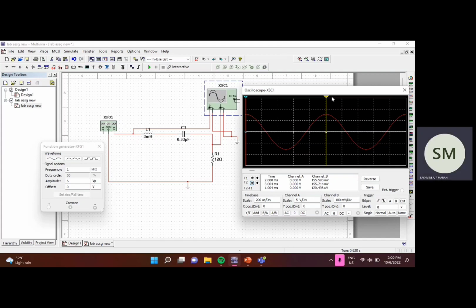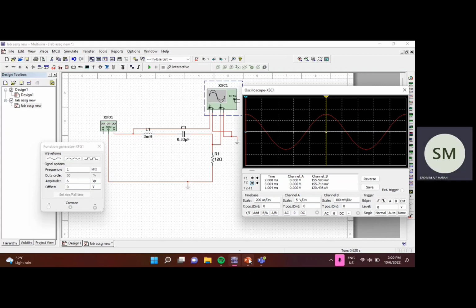Once it is set to Y max, the output voltage will be displayed over here. For the frequency of 1 kHz, the output voltage is 155.714 millivolts. So this value, or also called the output voltage, is then tabulated in a table of frequency and output voltage. This step is repeated using frequencies from 2 kHz until 10 kHz.